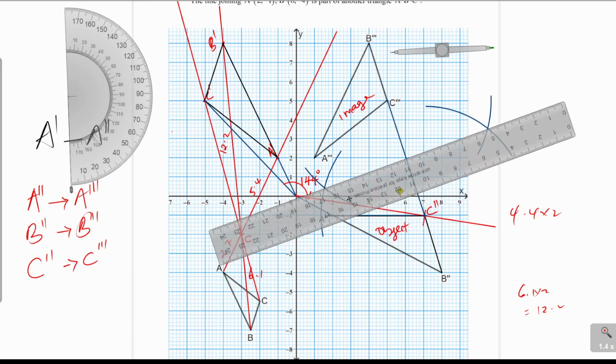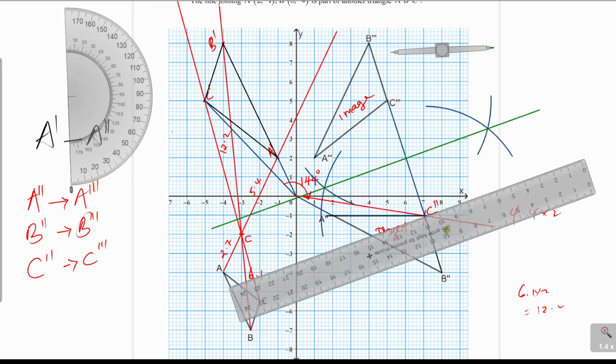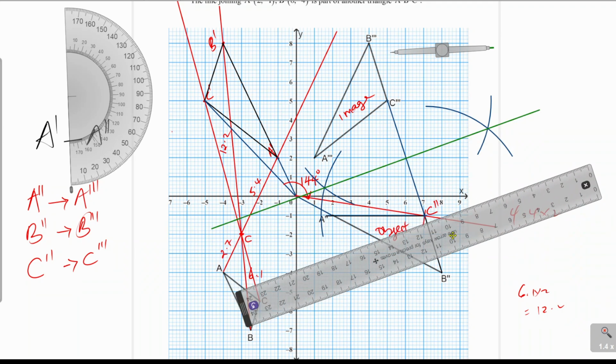Need to be very keen when you're joining. Then check the point of intersection. Yeah, let me see. Yeah, I think now that one is okay. It is passing through the point of intersection of the arcs. So that is the mirror line.